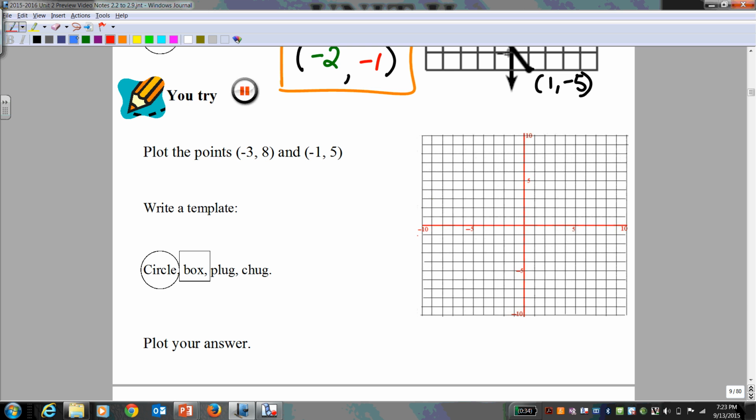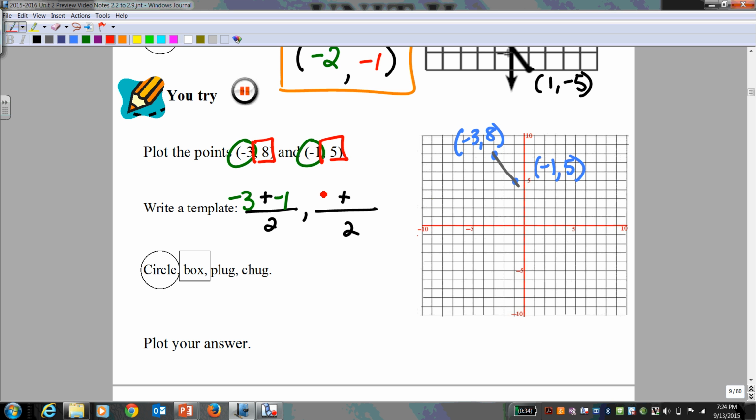Welcome back. So we have here -3 and 8, and then 1, -1, and 5. We write a template, which for the midpoint looks like this. Ready? Circle, box, plug, chug. So we circle the x's, plug it in. Box our y's, plug them in. Clean up your math here.